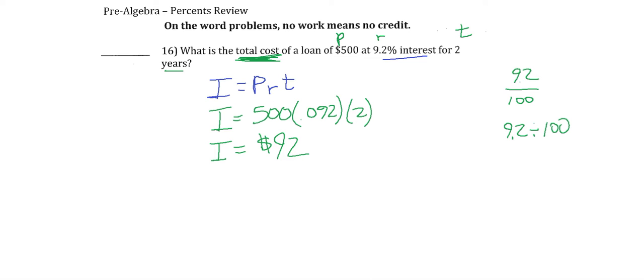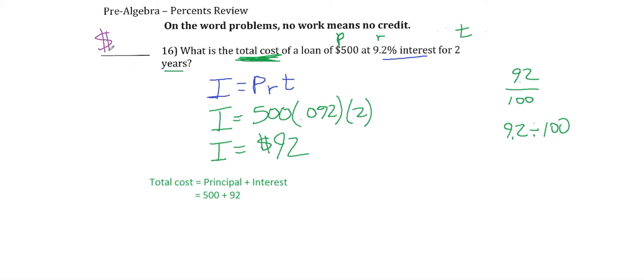So total cost here, I'll type this one out. Total cost is going to be the principal plus the interest, and for us the principal is 500 plus the $92 for interest. So that's going to give us $592 for our final answer there. And I'll put that up in the blank.